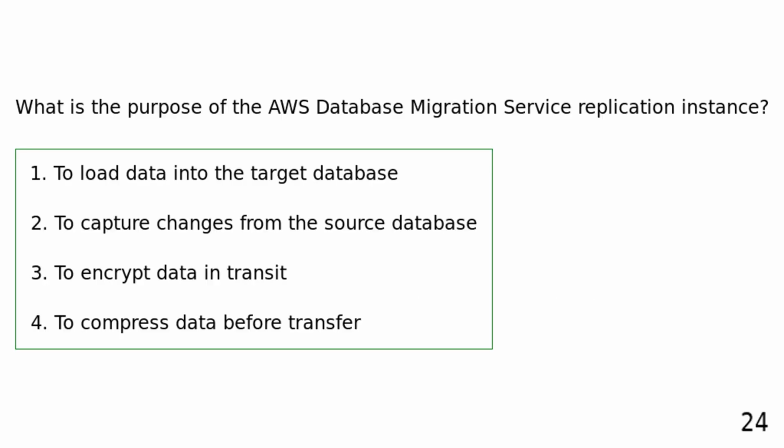What is the purpose of the AWS Database Migration Service replication instance? To load data into the target database. To capture changes from the source database. To encrypt data in transit. To compress data before transfer.